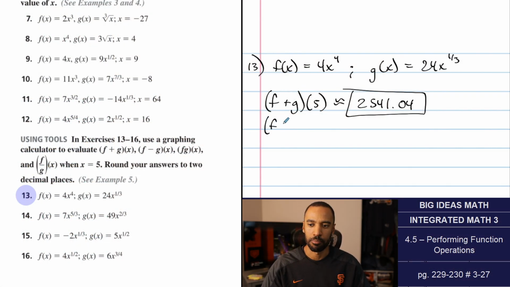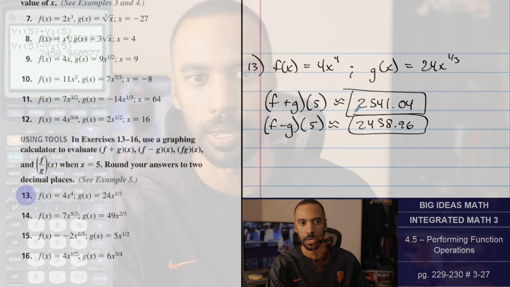Now we're going to do f minus g of 5. The really cool thing about the calculator here, and I'm going to try and really go faster for some of them as you learn it, is we can recall second, enter, recall this, and turn this into a subtraction. It's the same two functions and just subtract. So I think this will go pretty quickly as a whole for this. This is 2,458.96 rounded. So that's what I wrote for this guy.